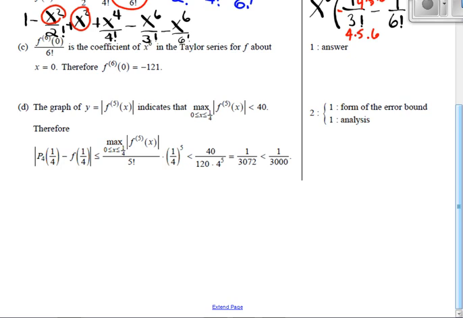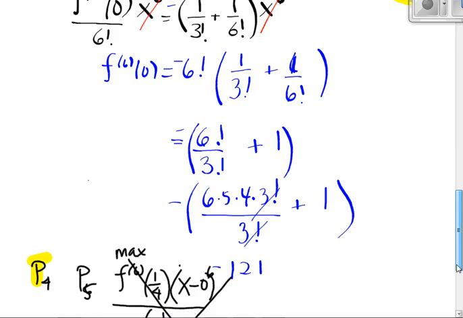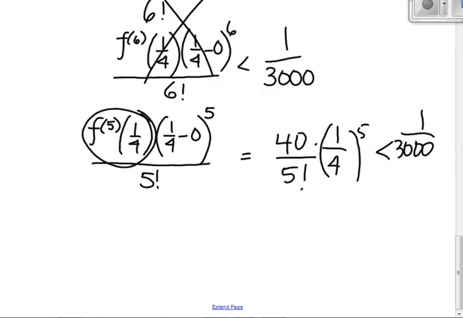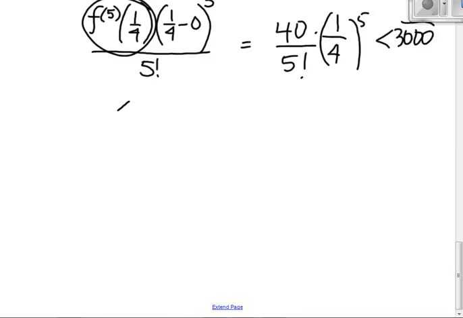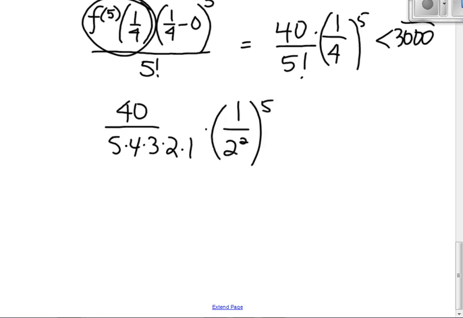Shall I show you how to do that without a calculator? Because I don't think you know how to do that. Just do 1 to the 5th and 4 to the 5th. What's 4 to the 5th? But I wouldn't do that, though. I would reduce, because I don't know what that is. So I've got 40 over 5, 4, 3, 2, 1. I don't need that. And then if you want to do it this way, it's 2 squared to the 5th. So it's 2 to the 10th.